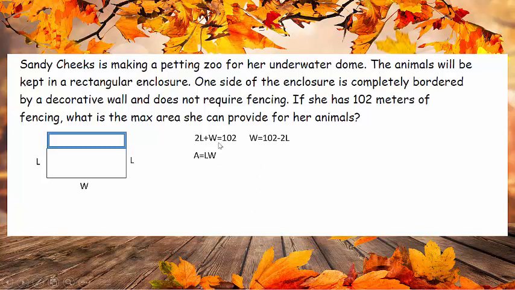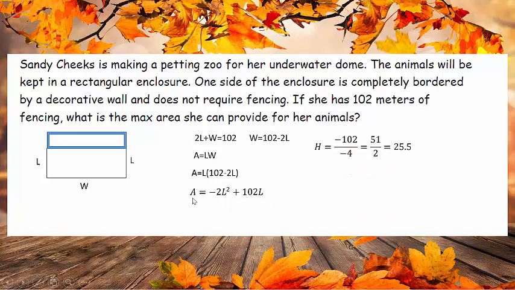So that is the foundation my problem is built upon. Then I'm going to isolate a letter. So this, I chose to isolate W by subtracting 2L on each side. Then I'm going to take my 102 minus 2L, and I'm going to plug that in for W right here. And this is what it would look like. Do a little bit of distributing, and I'm going to rearrange it so it's in standard form, and I get negative 2L squared plus 102L.